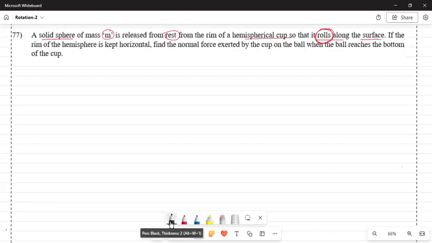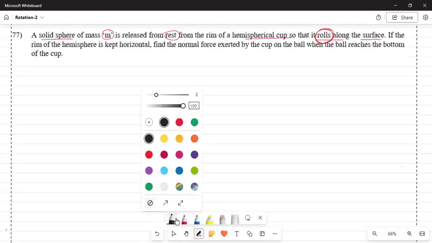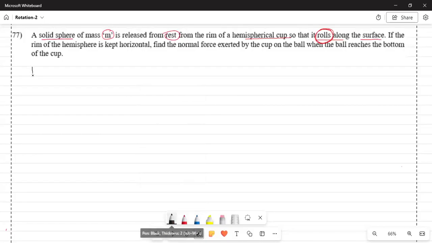So let us see, that is a hemispherical cup. Let me try to draw a hemispherical cup. No, here there is no hemisphere, so I have to draw it by hand only. So there is a hemispherical cup. Say this is a hemispherical cup. Fine. And there is a sphere. There is a sphere here.